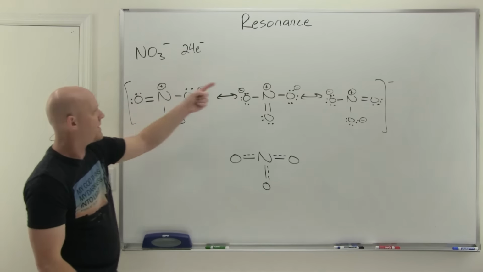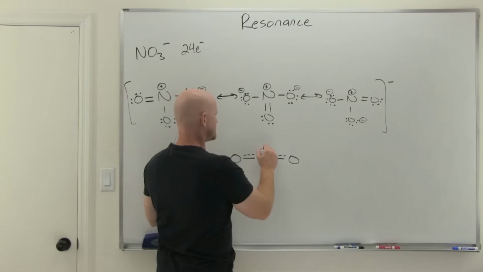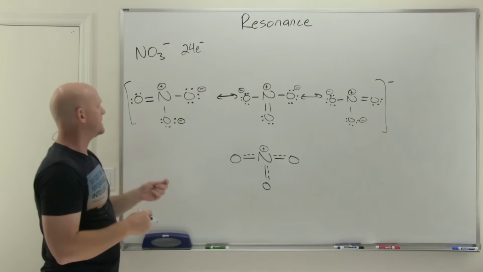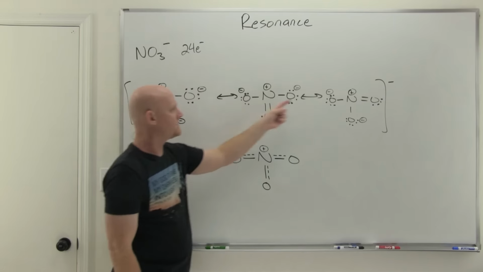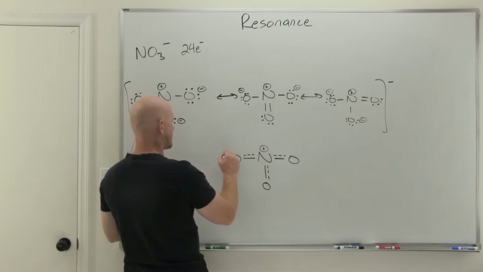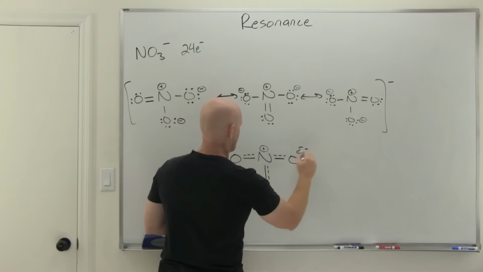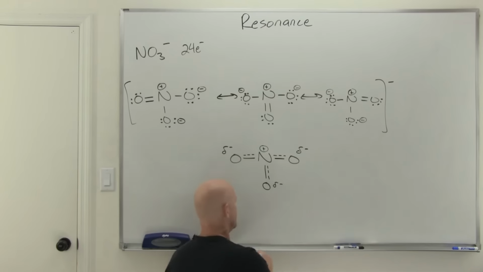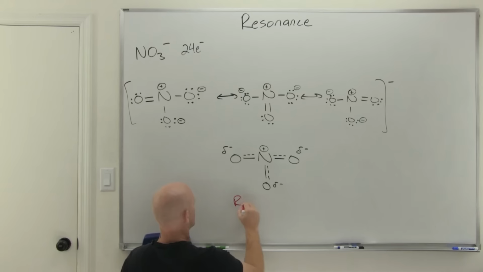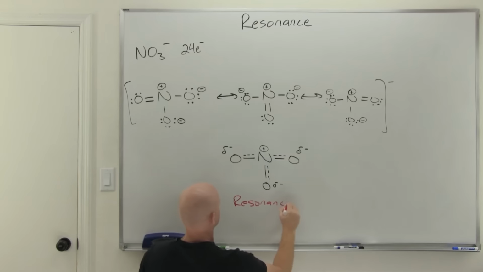Now, the nitrogen's got a positive formal charge in all 3 structures, so we're going to give it a positive formal charge. But each oxygen is neutral in at least one of the structures, but negative in at least one as well. And so all the oxygens are going to be partially negative. Cool. And again, we call this the resonance hybrid. And it's a better representation of what the real molecule looks like.